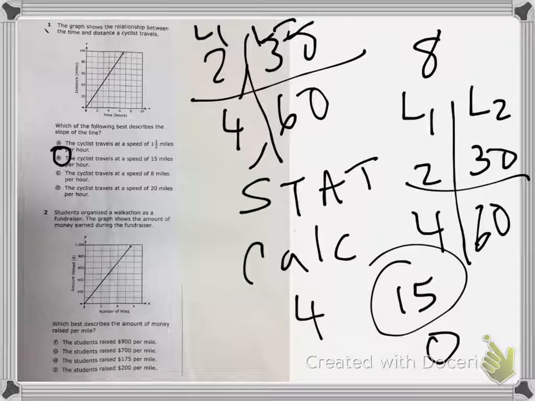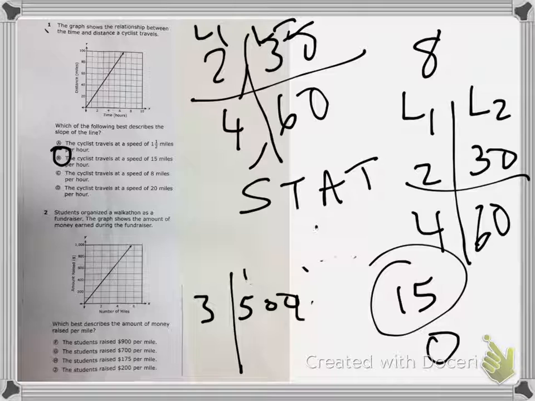Students organize a walkathon as a fundraiser. The graph shows the amount of money earned during the fundraiser, which best describes the amount of money raised per mile. So if you look again, we're going to find some pretty points. And so the pretty points I see are 3 and 500. I'll just kind of write that here. And then the next pretty point I see is, let's see, how about 6 and 1,000?